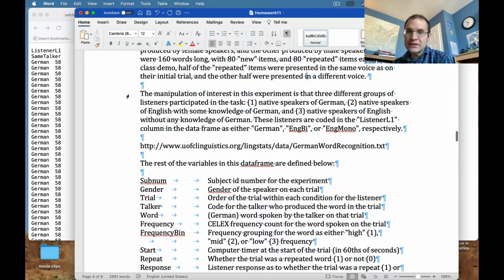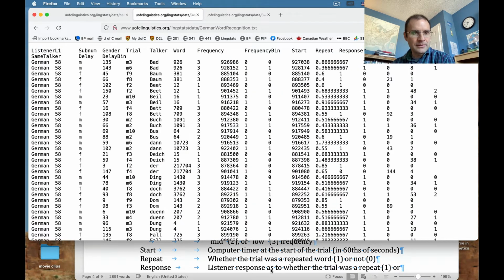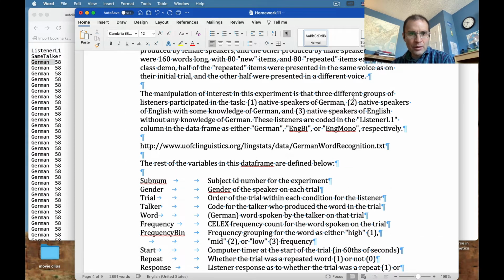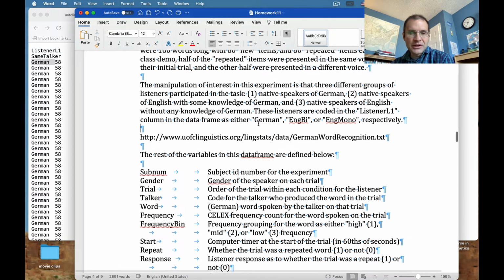The manipulation of interest in this experiment is that 3 different groups of listeners participated in the task. So again, there are going to be group or listener differences in the data. There are, number 1, native speakers of German. This is the first field of data in this data set. Number 2, you might be a native speaker of English with some knowledge of German, like taking classes at university or something. And thirdly, native speakers of English with no knowledge of German. We probably know lots of people like that. But either way, we got all 3 groups to participate in this experiment.